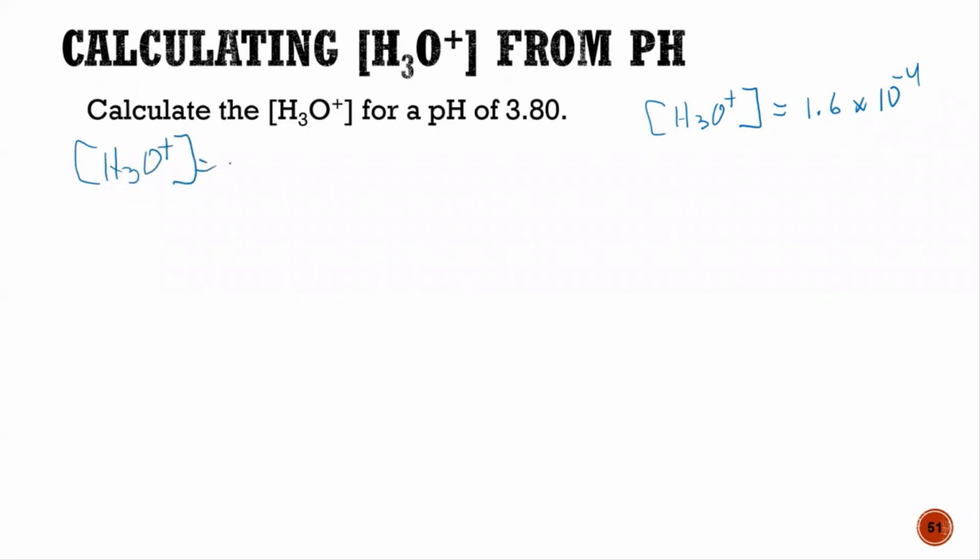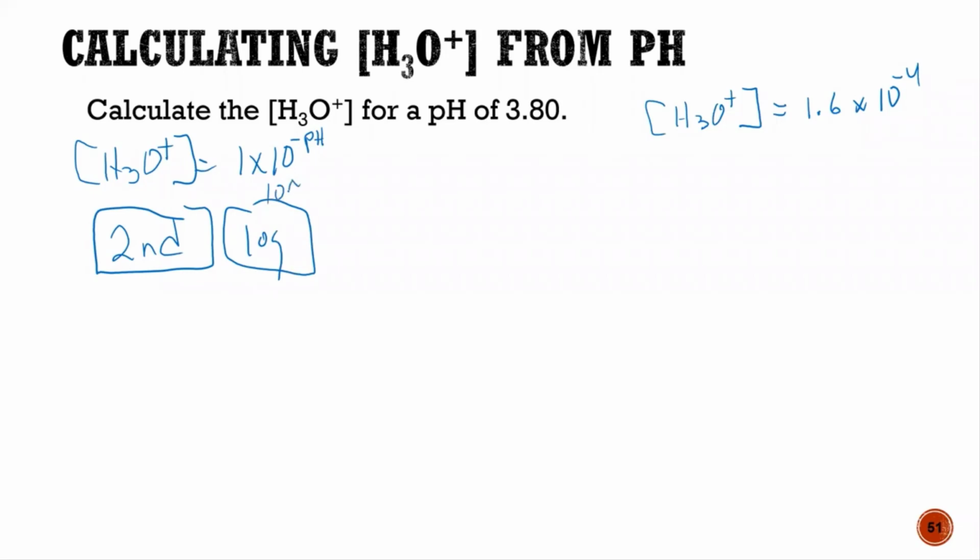To figure out the hydronium concentration, she knew it was 1 times 10 to the minus pH. So how did she do that? She probably hit the second function key on her calculator and then hit the log button, which is really a 10 to the x, and then hit a negative 3.80. And then hit equals and got that value. This value totally makes sense.